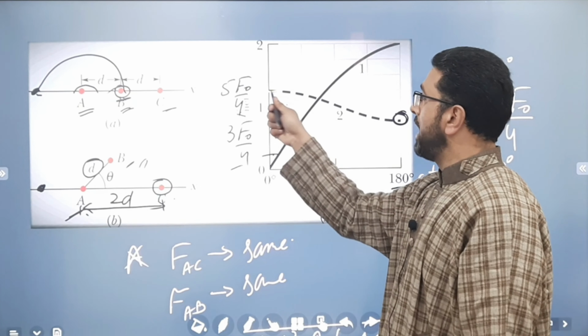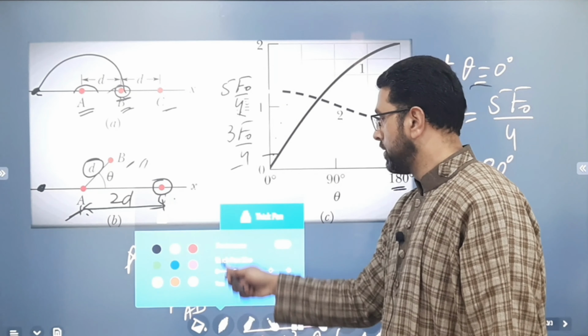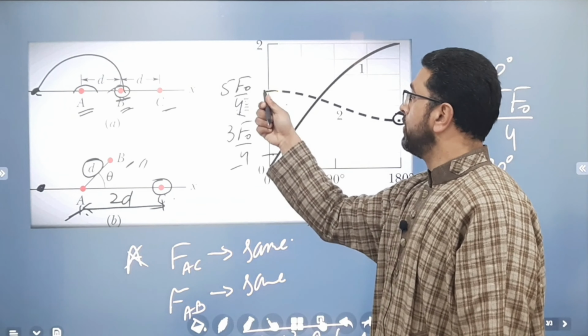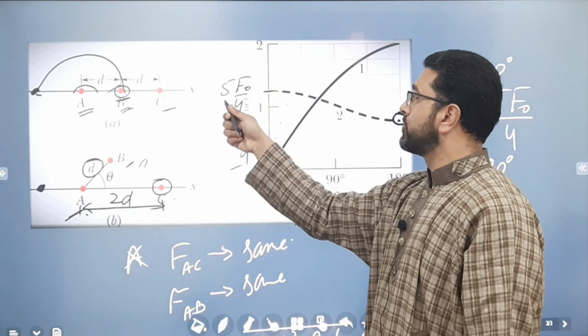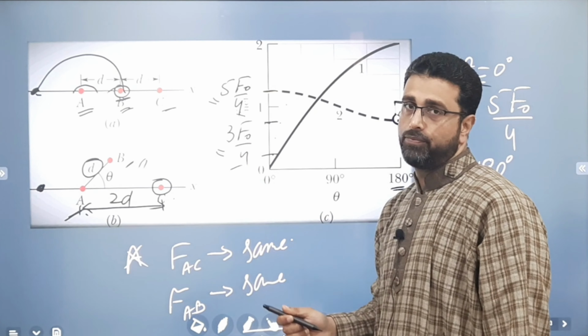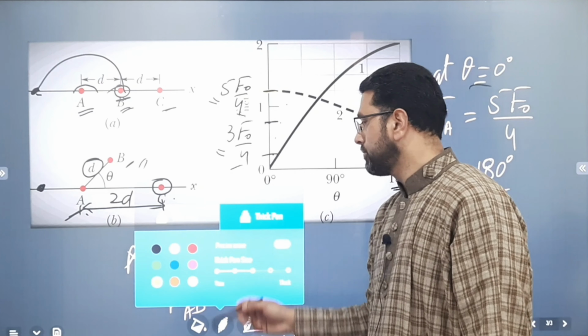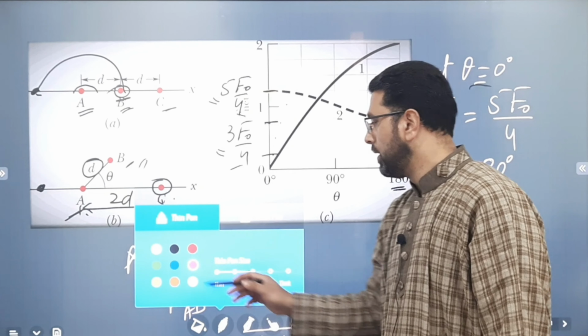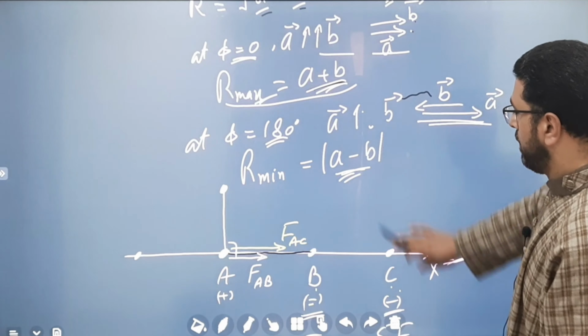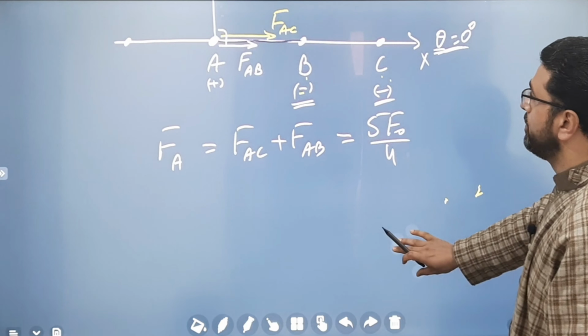So you can see here, maximum force is 5 times F0 by 4, and minimum force is 3 times F0 by 4. Okay. So now let's deal with this case, the maximum one.